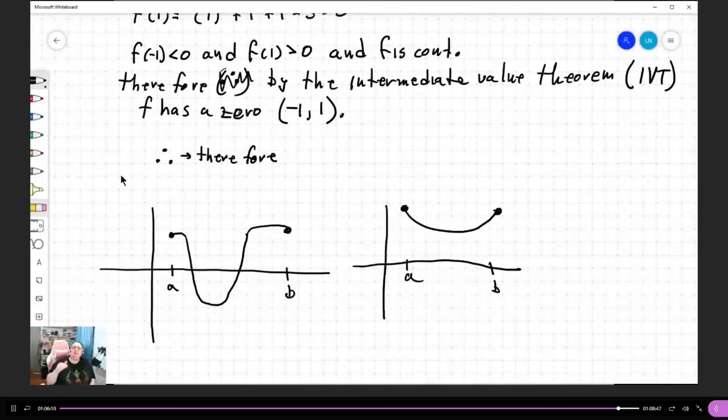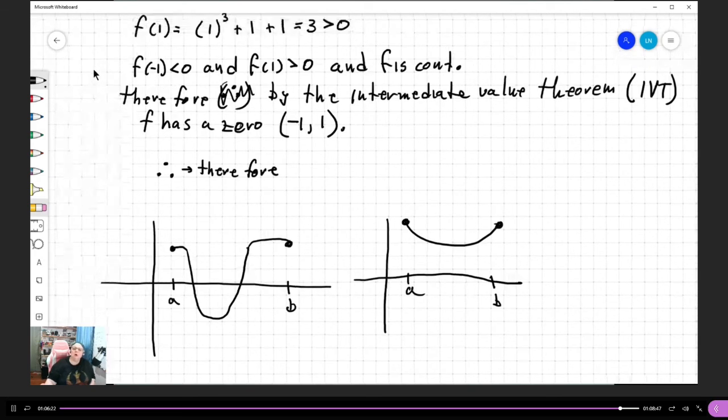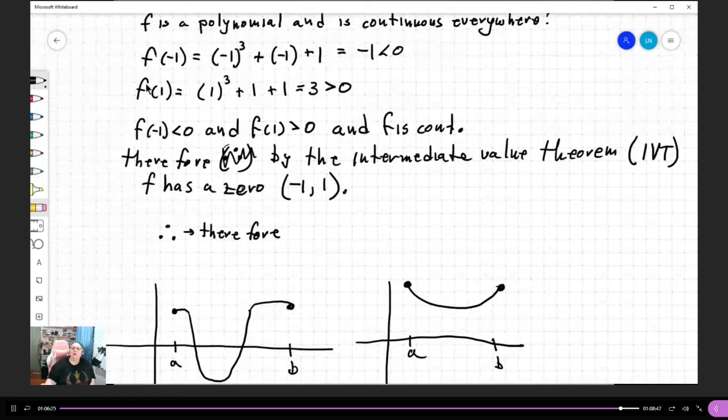You need to first verify that the conditions for the theorem are satisfied, and that's what I'm doing up here. The conditions for the theorem have to be satisfied before you can draw a conclusion. If the conditions for the theorem are not satisfied, you cannot draw a conclusion.